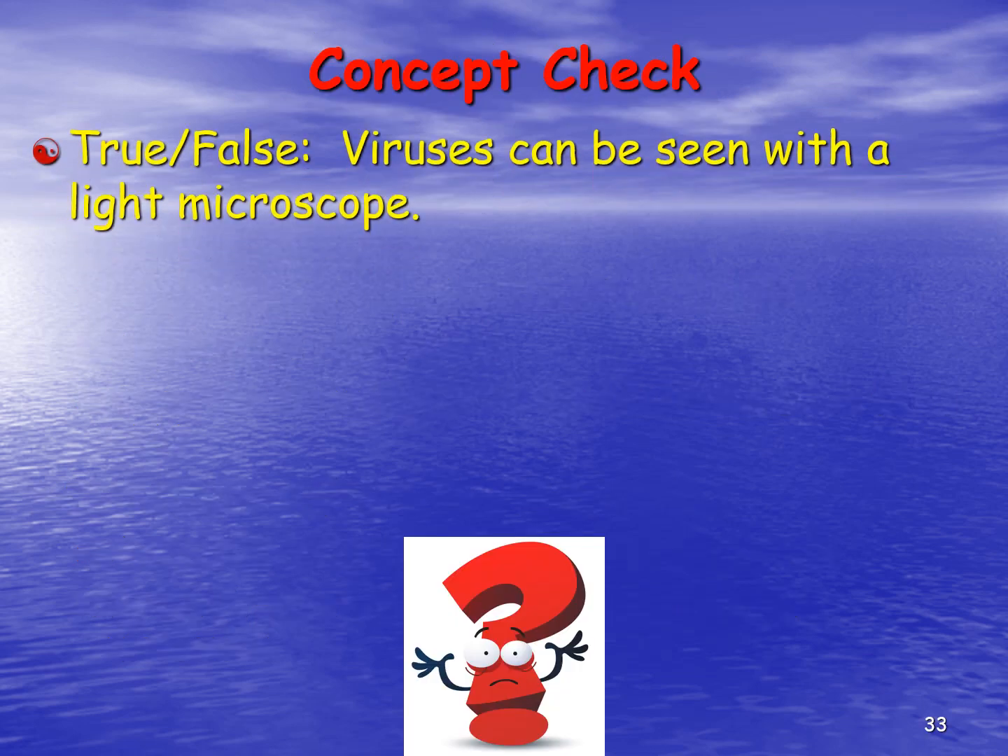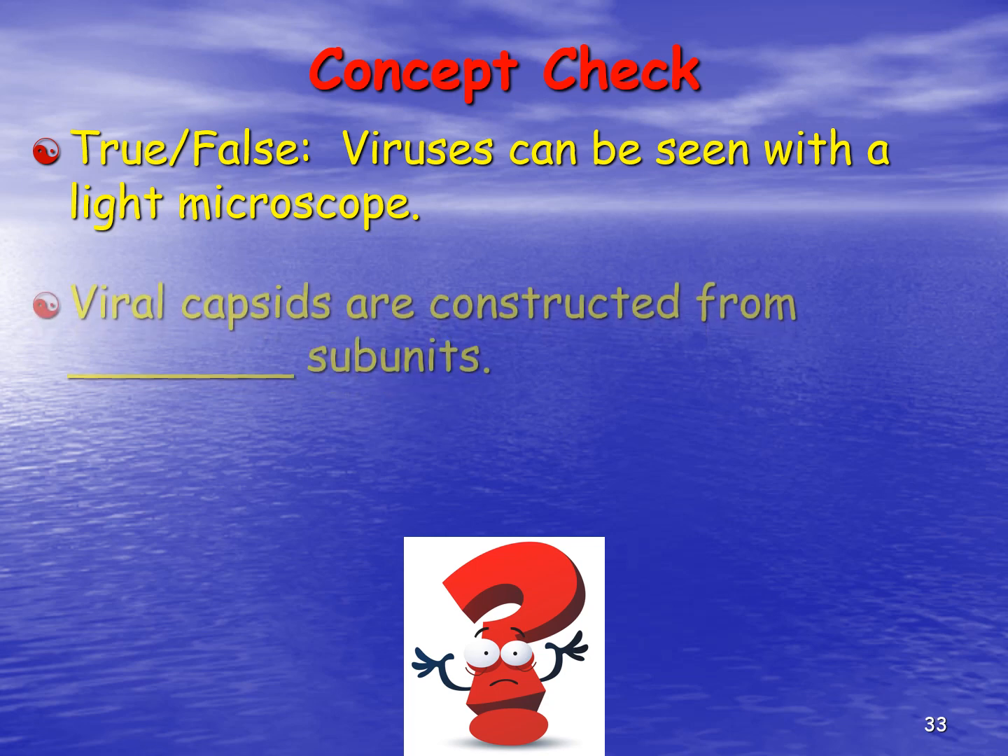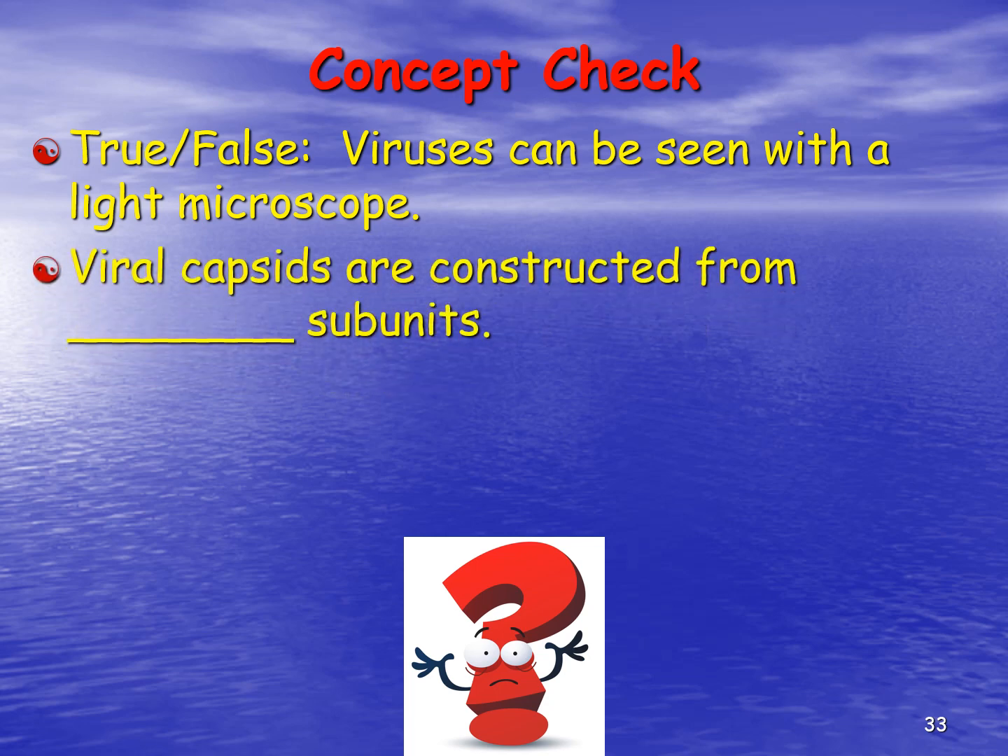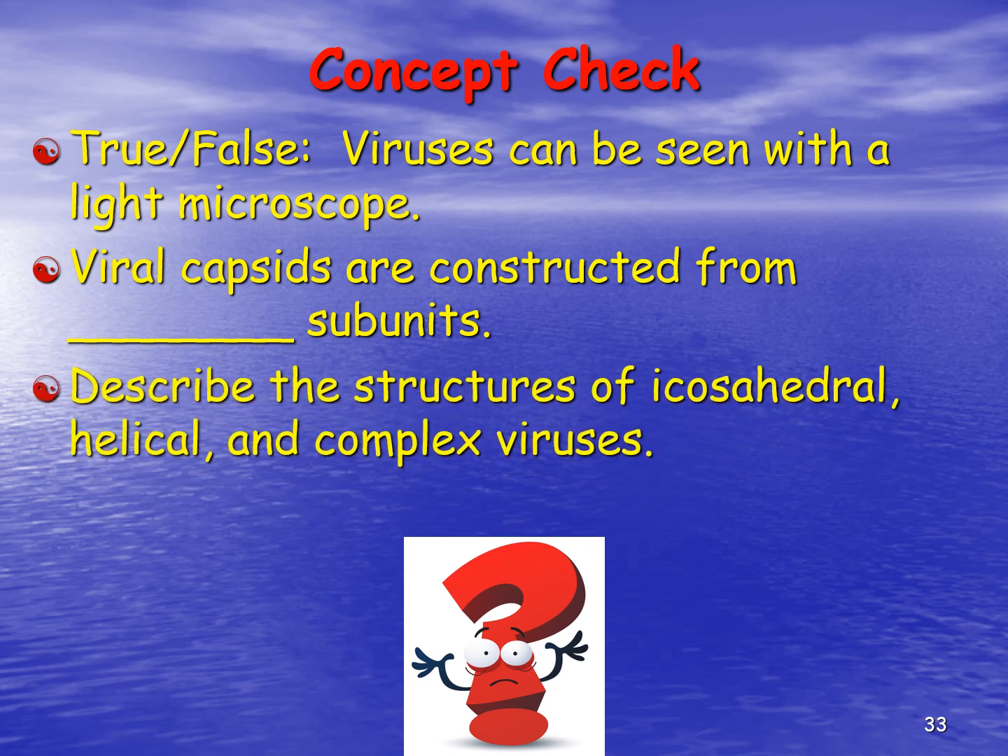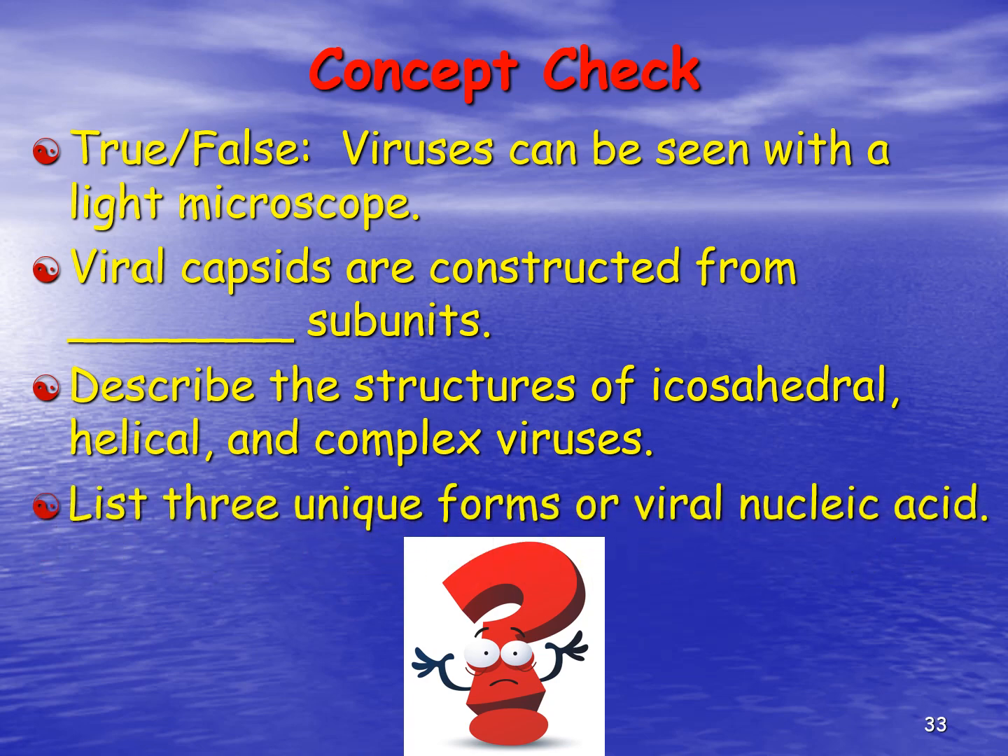So, true or false, viruses can be seen with the light microscope. Viral capsids are constructed from what subunits? And can you describe the structure of the isohedral, helical, and complex viruses? And list 3 unique forms of viral nucleic acids.